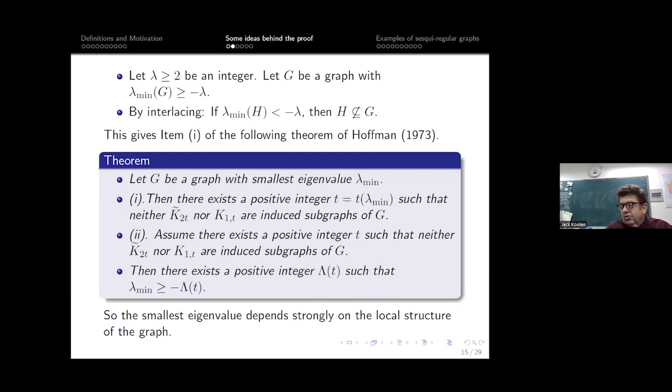This is a little bit strange. So the question is, what is lambda_t and what is t exactly? We can calculate t as a function of lambda, but how to calculate lambda_t? Because that takes a little bit more work to do.